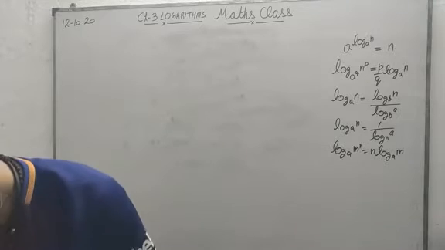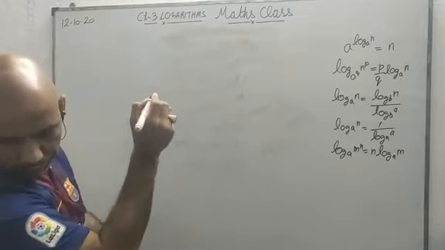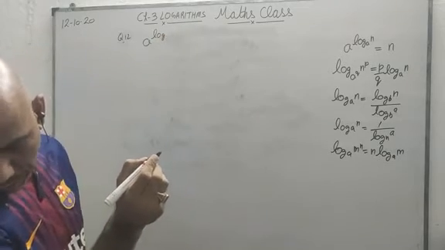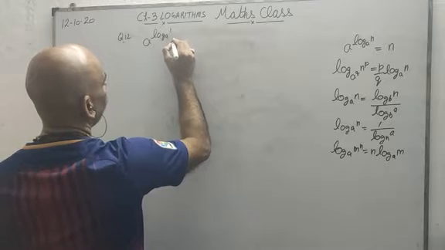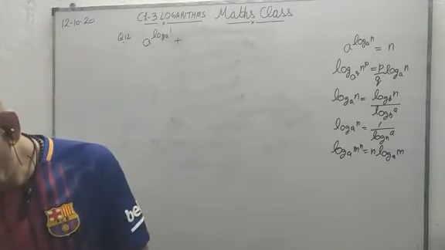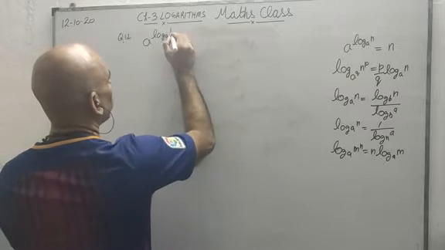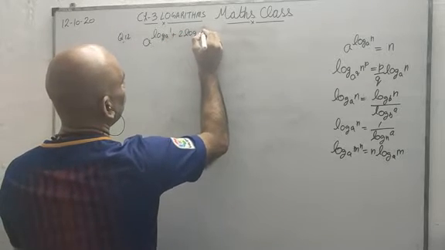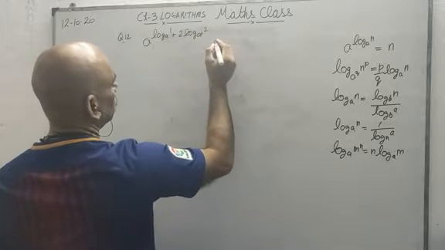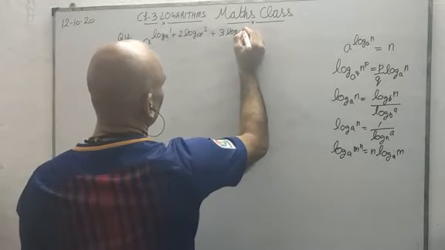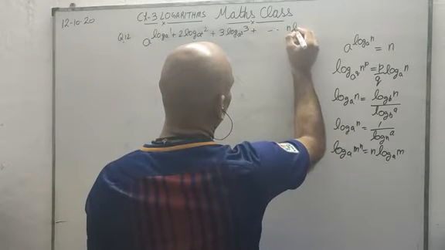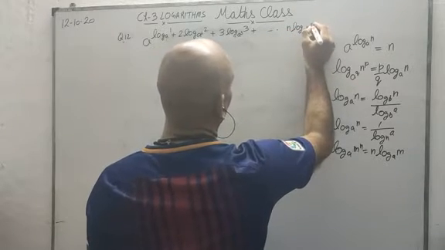This time I am solving question number 12 for you. a to the power log 1 base a, plus a to the power log 2 base a square, where the base is a square and the power is 2, plus 3 log 3 base a cube, up to n log a to the power n base n.